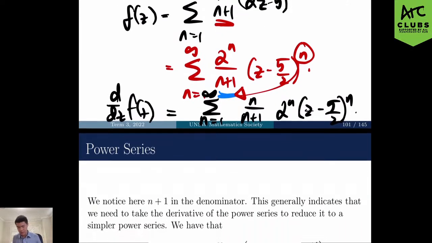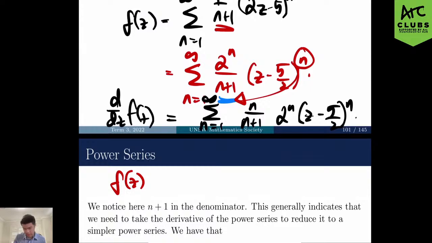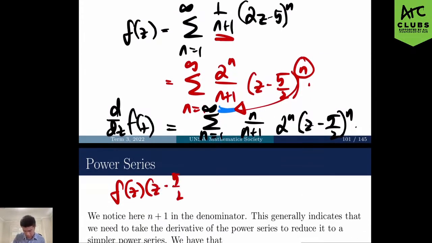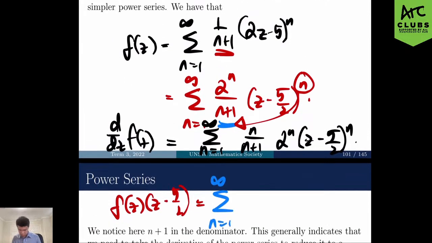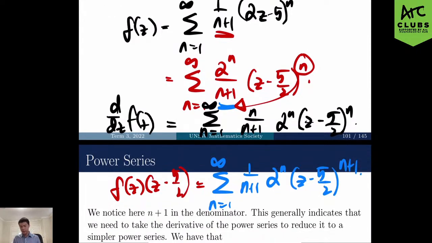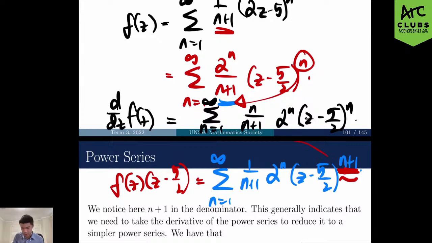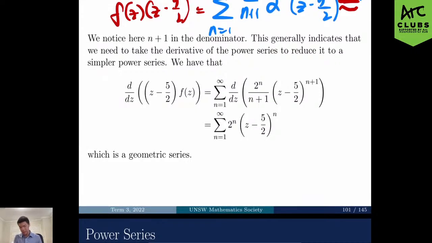So what we probably want to do instead is multiply through first, right? Because if we multiply f(z) through by z minus 5 on 2, then I actually get an n plus 1 at the top. And so when you differentiate it, this comes down and you cancel that out. Let's look at how that works. Essentially, we've done that over here. We've got d on dx of (z minus 5 on 2) times f(z), and all of that cancels out.